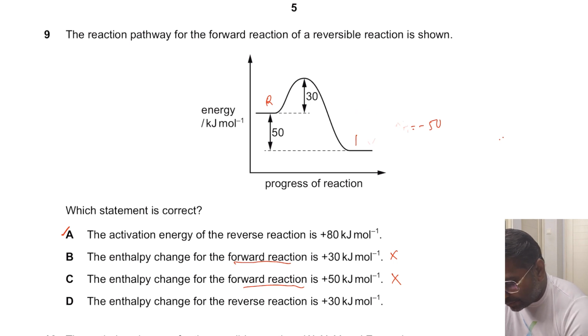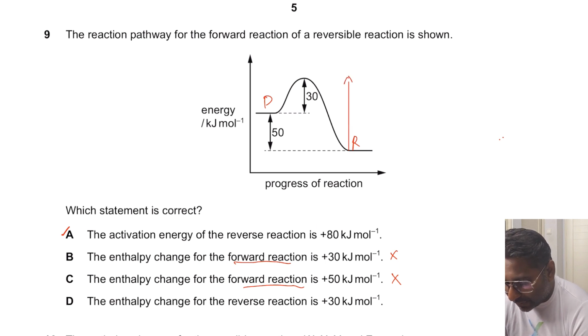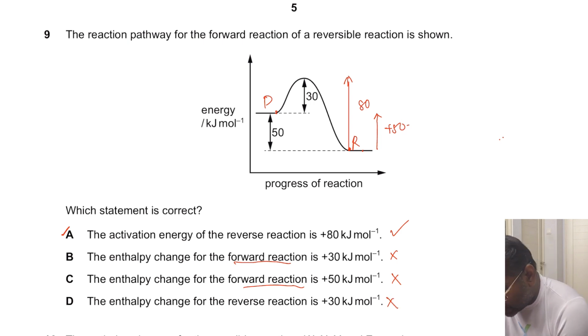Now let's look at the reverse reaction. It means we change this: it's product now, and this one is going to be reactant. This is going to be product. They say the activation energy for the reverse reaction, from the reactant to the top, we can see 50 plus 30. So the activation energy should be a positive 80. So this is correct. And then the enthalpy change for the reverse reaction, reactant to product, is supposed to be positive 50 only, from here to here. So positive 30 is wrong. So the answer is going to be A.